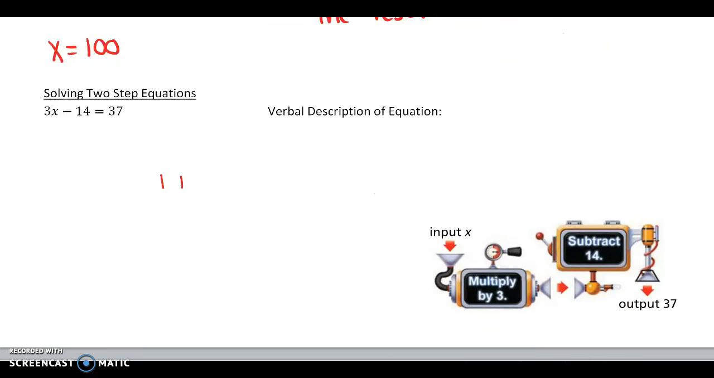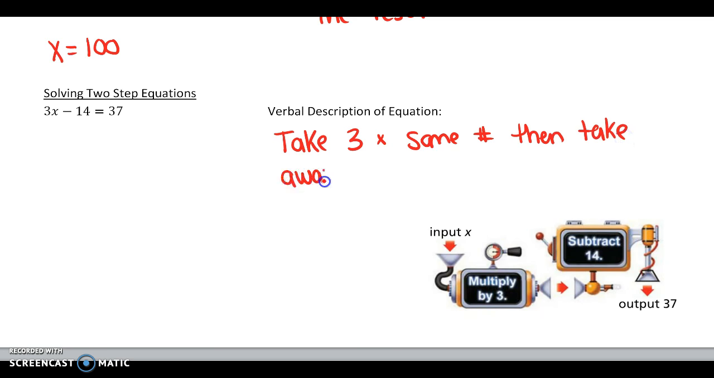Okay, now we're going to move on to two-step equations, which will kind of combine both things. We're going to have some multiplication and we're going to have some addition, subtraction. So what this says is if we take 3 times some number and subtract 14, the result will be 37. So take 3 multiplied by some number, and then you subtract 14, or take away 14.